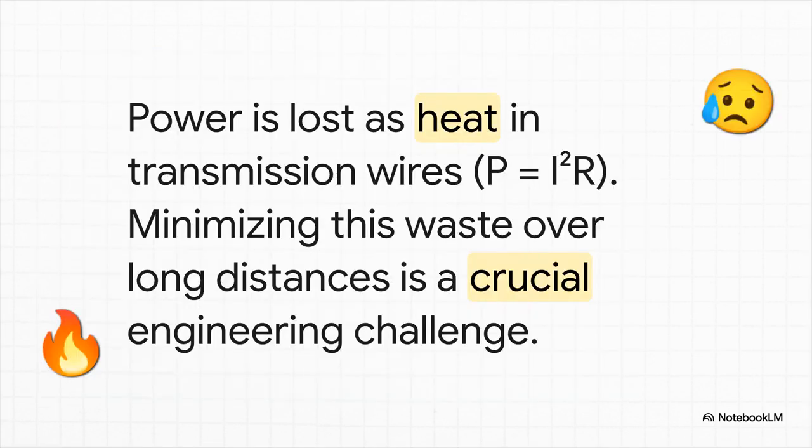Now, this brings us to a massive real-world engineering problem. Whenever you send current through a real wire, some of that power gets lost. It turns into heat. And the amount of power you lose is equal to the current squared times the resistance. That little squared is a huge deal. For power lines stretching hundreds of miles, this wasted energy can be absolutely enormous.